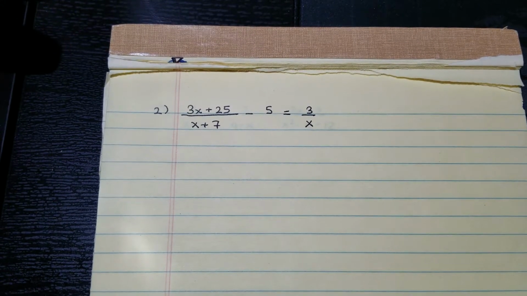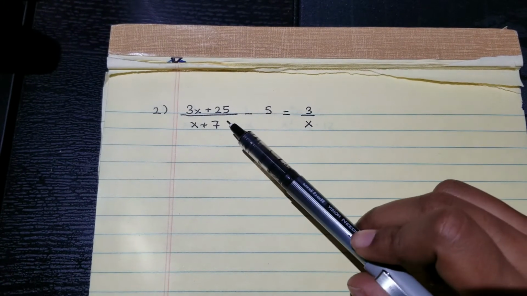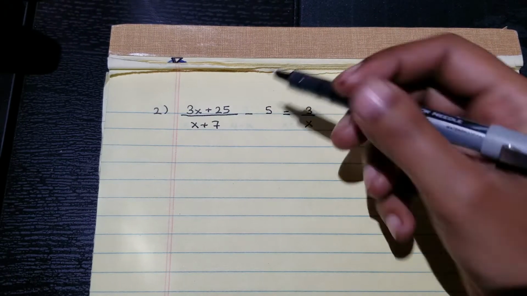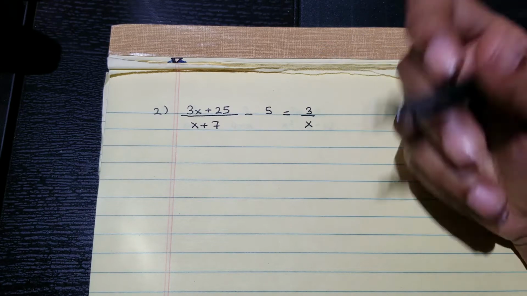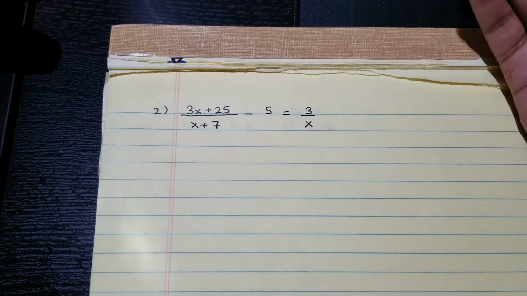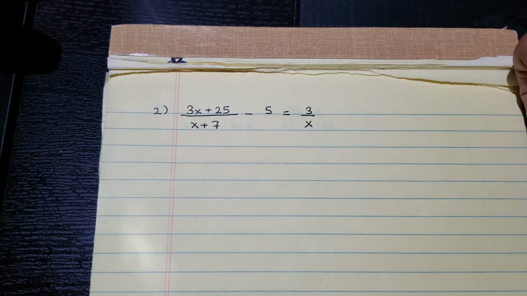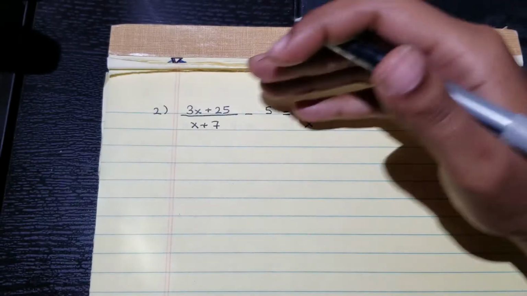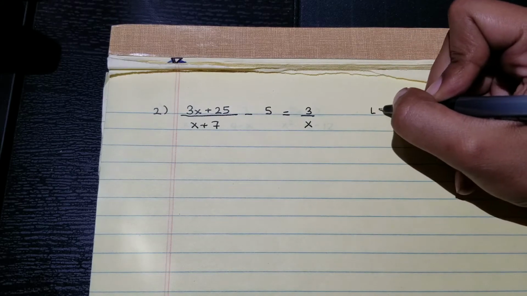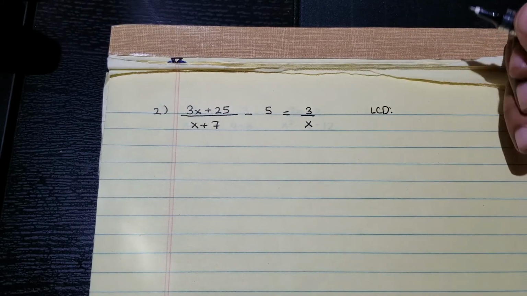Hey everyone, so I'm going to do another example of solving rational equations. This time one of the terms doesn't even have a visible denominator, but we're going to follow through with the same steps. So again, step 1 is to factor. Here we don't need to factor, and step 2 is to find the common LCD. So let's work on that.